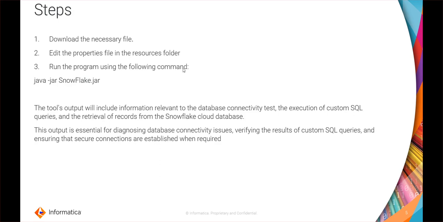So these are the steps for running the utility. We have to download the necessary file, which is attached in the KB, then edit the properties file in the resources folder, then run the program using the Java command. The tool output will have all the relevant information regarding the connectivity test. If it is successful, it will show the connection successful message as well as the query that is running. If there is any kind of error, it will log that error completely so that it will help us in troubleshooting.